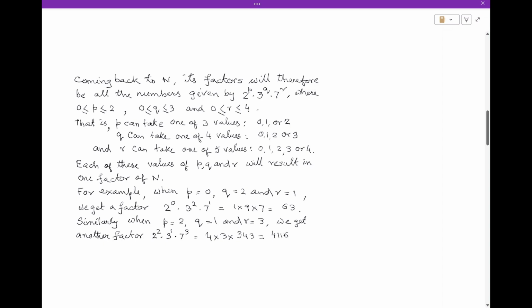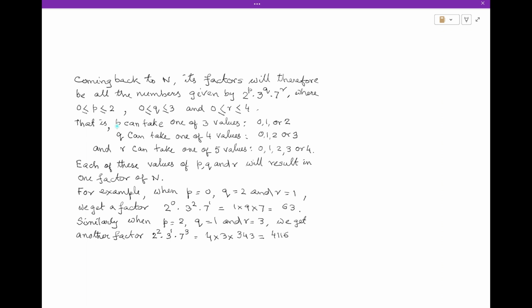Coming back to n, its factors will therefore be all the numbers given by 2 to the power of p, 3 to the power of q, multiplied by 7 to the power of r, where p is between 0 and 2, q is between 0 and 3, and r is between 0 and 4. Both 0 and 4 are included.